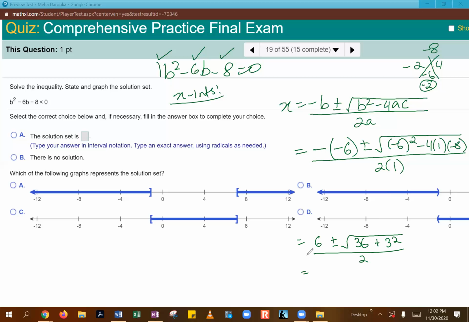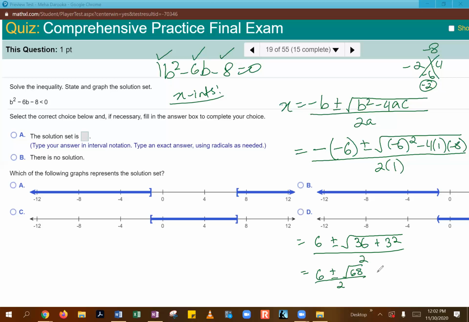Yeah, Maya, I just saw your question. So factoring actually is not going to work out in this case. And Katie, you got 3 plus or minus square root of 17. So let's take a look at that. This would add up to, let's see, 68 inside the radical.